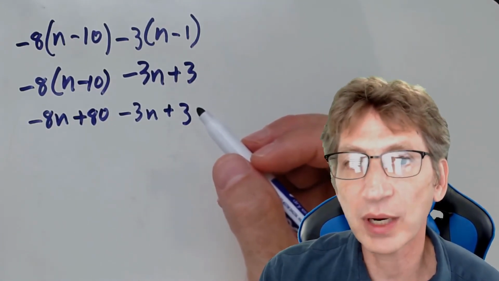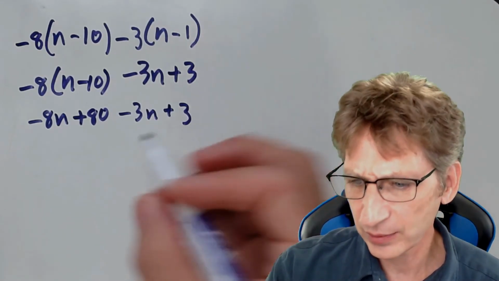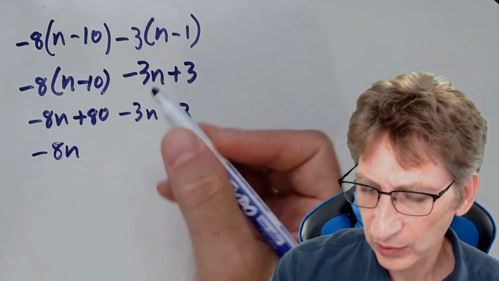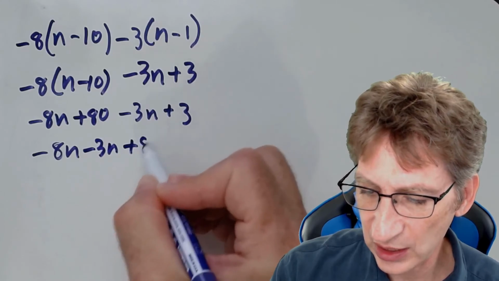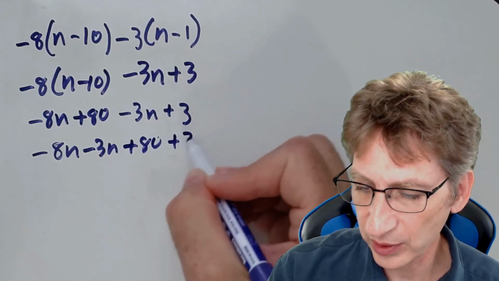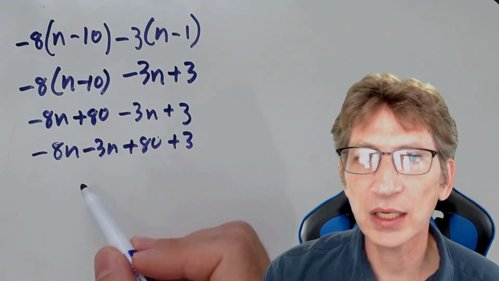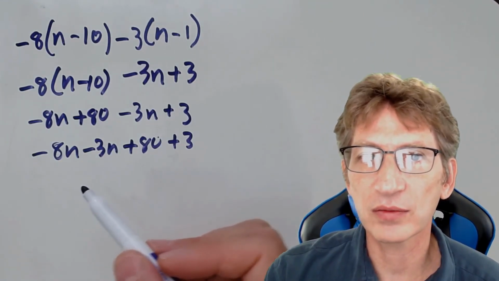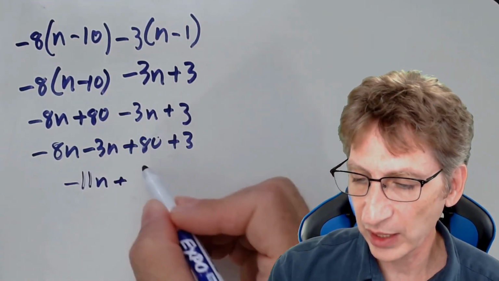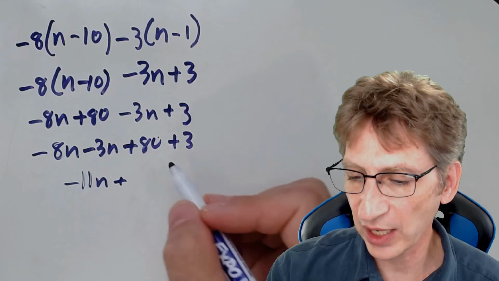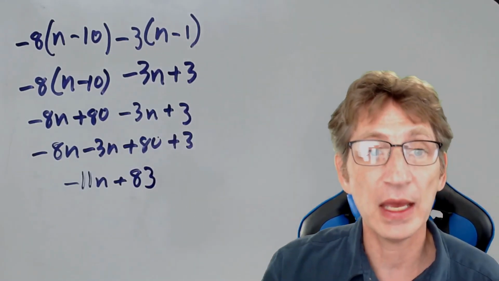I like to rewrite the expression putting like terms next to each other first because it helps me keep track. Negative 8n, let's put this negative 3n next to it. Then I'll put the plus 80 and the plus 3. Negative 8n minus 3n, negative 8 plus negative 3 is negative 11, so that's negative 11n. And then my constants, which are like terms, I add those together. 80 plus 3 is 83. And that's it.